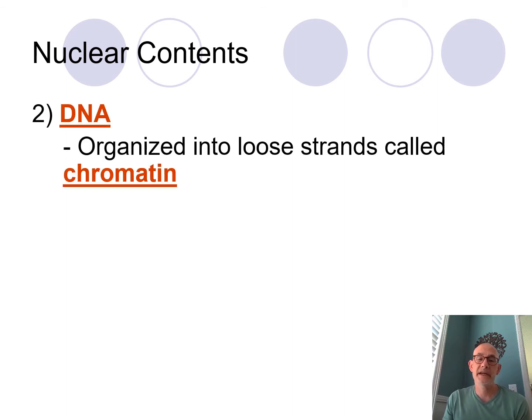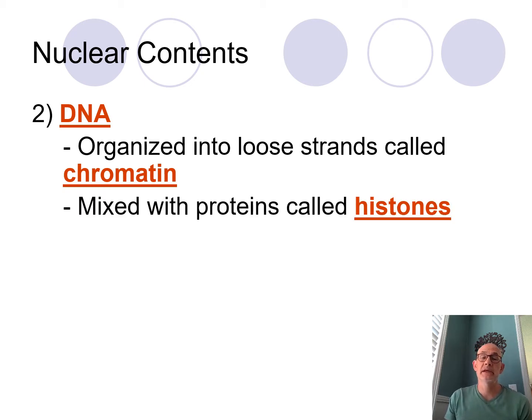Other stuff, DNA is in there. That is organized into loose strands called chromatin. That's the normal way that DNA is in the cell. When the cell is undergoing cell division, that chromatin will condense into chromosomes. They condense around proteins called histones. The histones are also going to be important for determining which genes in the cell are actually expressed.